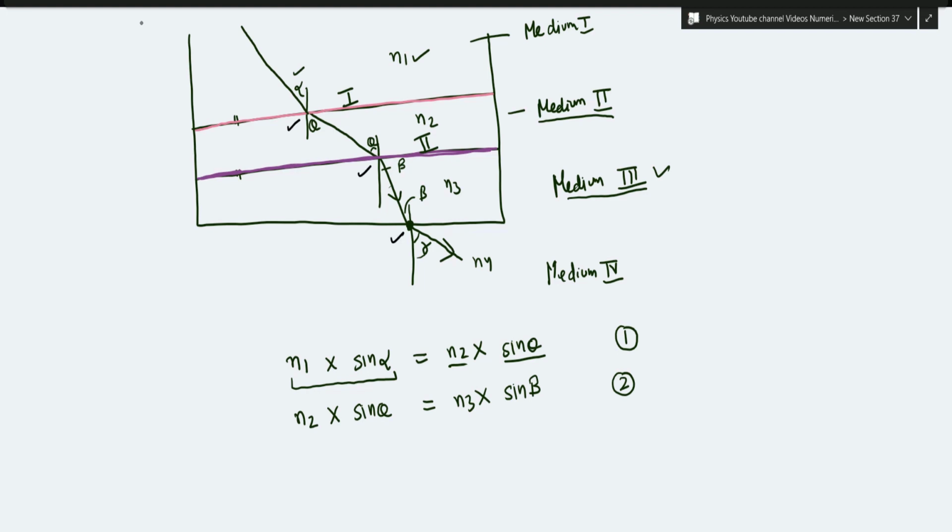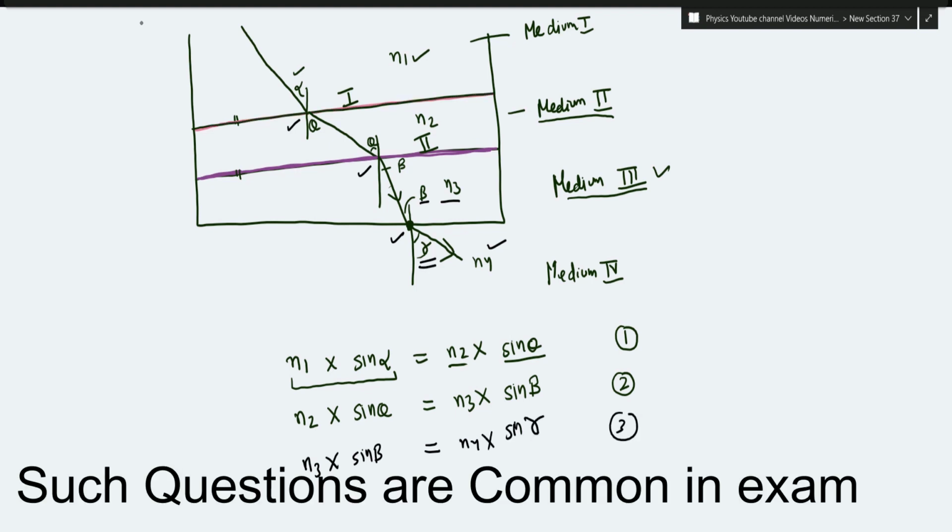At the third refraction, the angle of incidence is beta and the medium is n3. So n3 into sine beta is equal to the next medium n4 into sine of the angle of refraction, gamma. So this is equation 3. You can see I have created 3 very useful equations. Each one of them is a form of Snell's law. Snell's law has been applied at each of the surfaces: refracting surface 1, refracting surface 2, refracting surface 3.